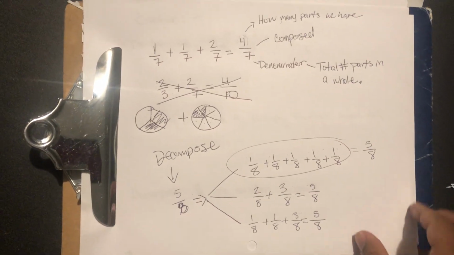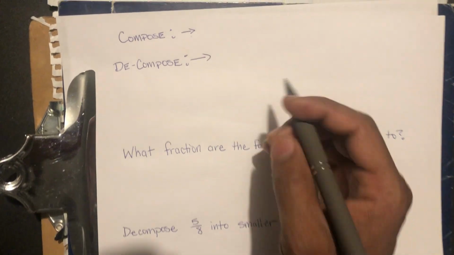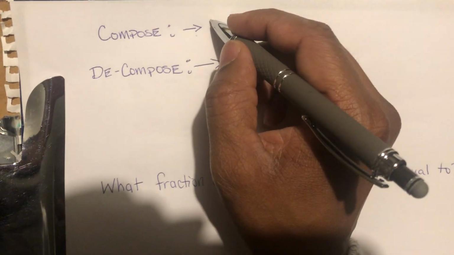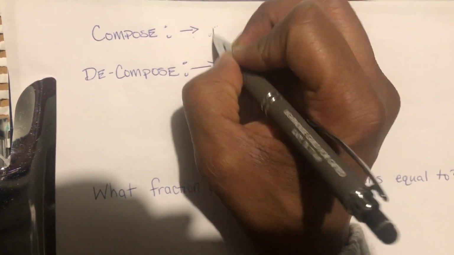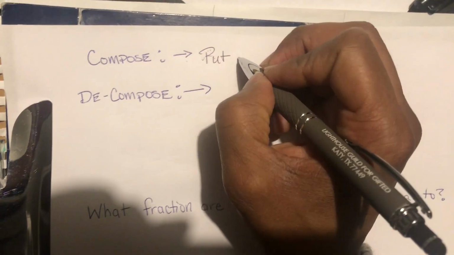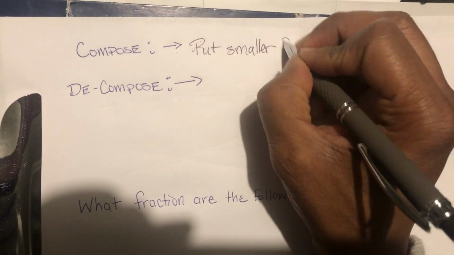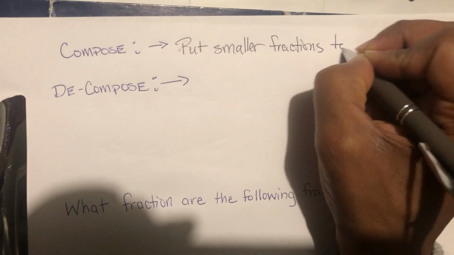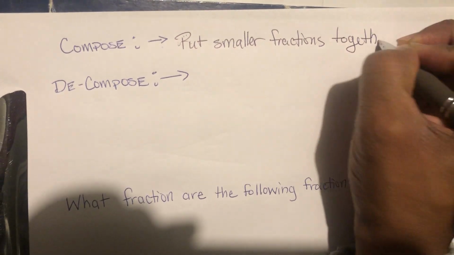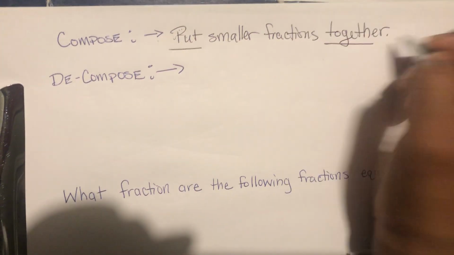All right, let's review real quick. I had this page set up before. Hold on. Zoom, zoom. Okay, got a whole other page. Composing fractions. What was it? Composing fractions just means to put smaller fractions together. Okay, we're putting things together on that. Important words are put together.